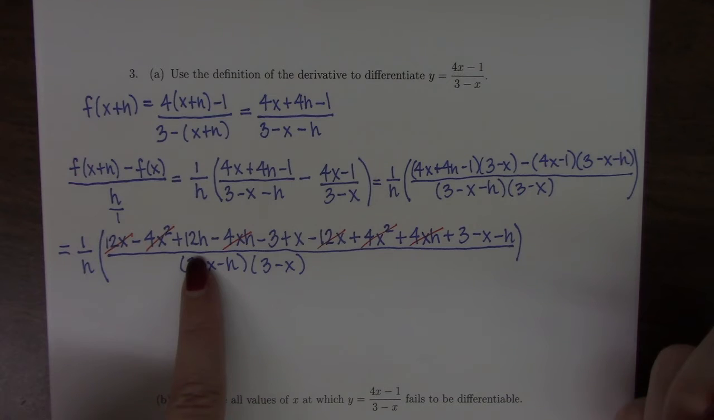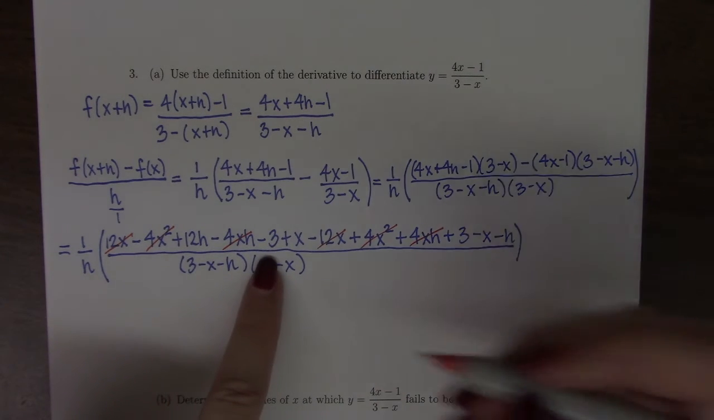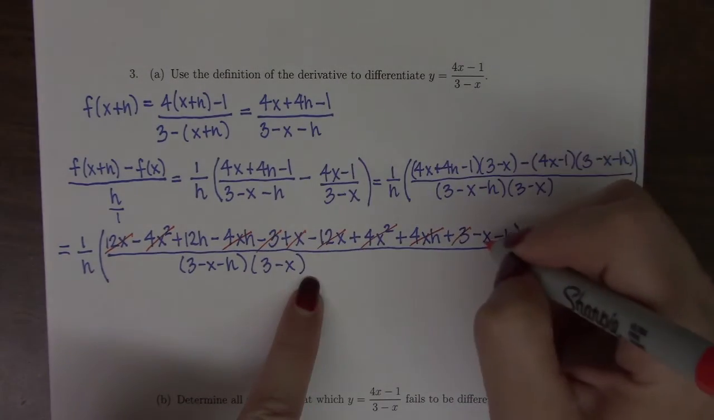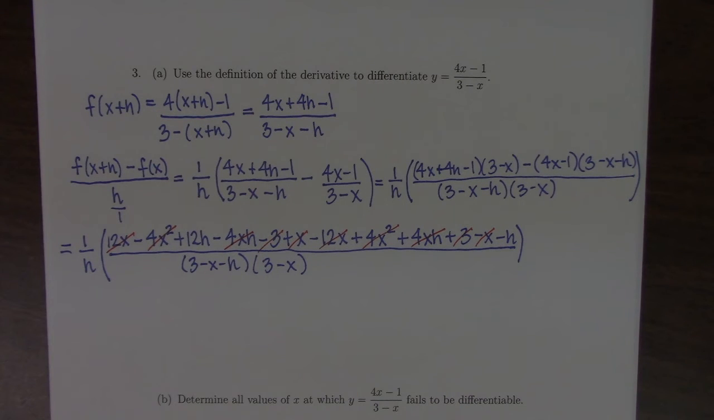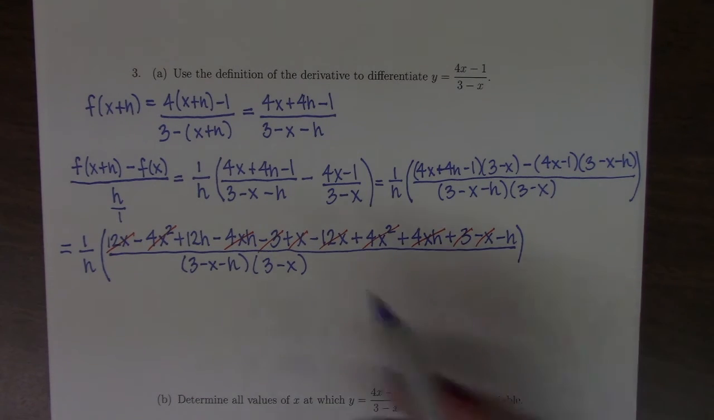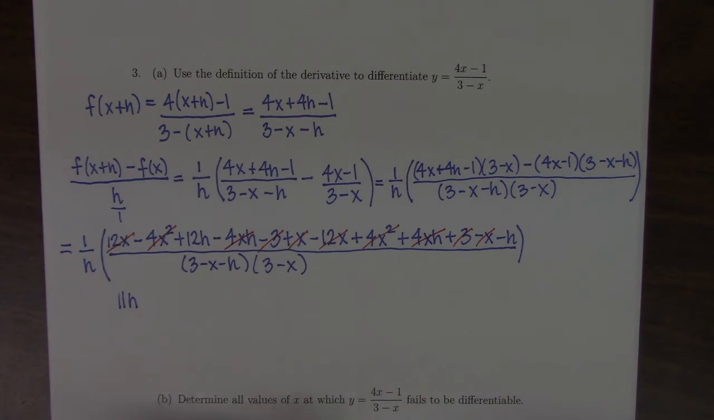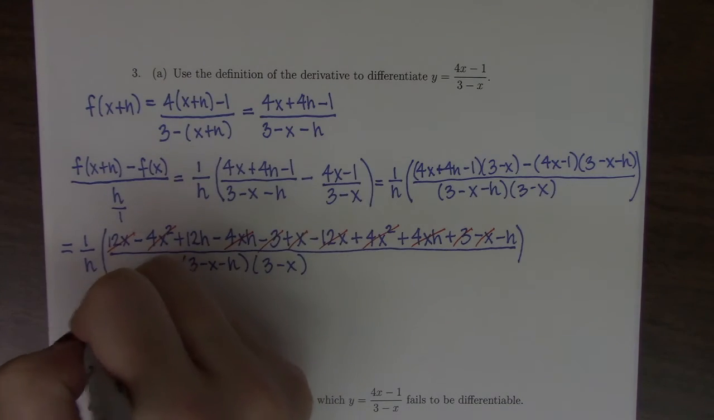I have a positive 12h, right? I don't have anything to cancel that with. I have a negative 3 and a positive 3, and I have a positive x and a negative x. So if I simplify what's left, I have a 12h minus h, so that's going to be 11h. And then I have a 1 over h.